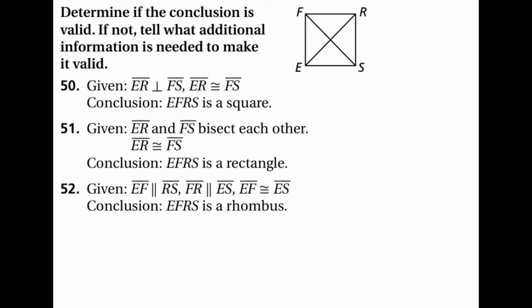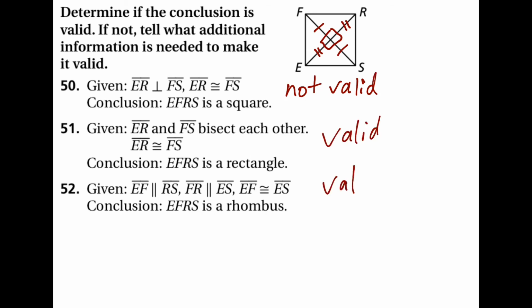For number 50, we are determining if the conclusion is valid or not, and this one is not valid. We did use as a shortcut that if the diagonals are perpendicular and congruent to each other, which these are, then you can conclude that a parallelogram is a square. The problem is we don't know that this is a parallelogram, so the rest doesn't work. 51 and 52 are both valid conclusions.